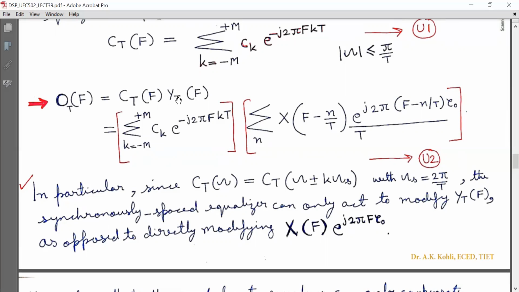This C(f) will modify Y(f) as opposed to directly modifying capital X(f) e raised to j 2 pi f tau naught. So this C(f) will act entirely on Y(f), not on the individual term X(f) e raised to j 2 pi f tau naught.